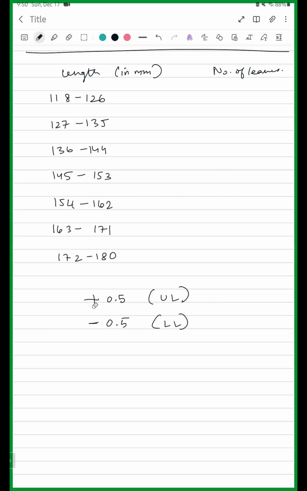Okay, so just add 0.5 in each of these upper limits, and in the lower limits, just subtract 0.5 from everything, even the first one. So then it will become continuous. Are you understanding this, everyone?